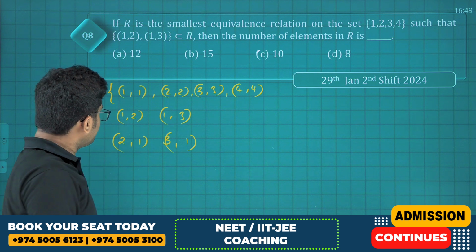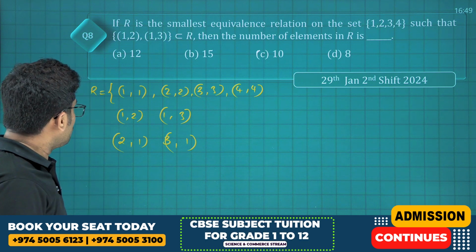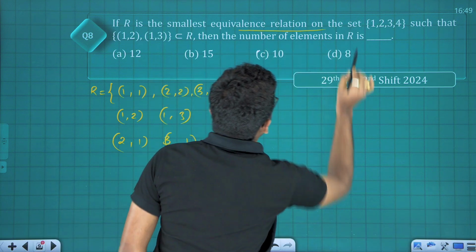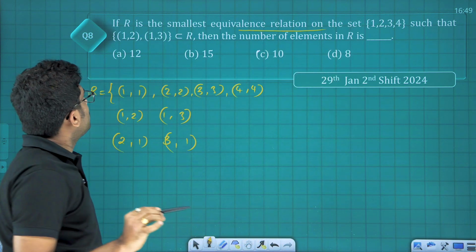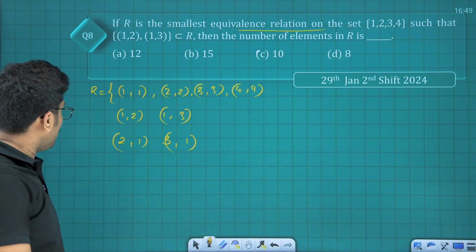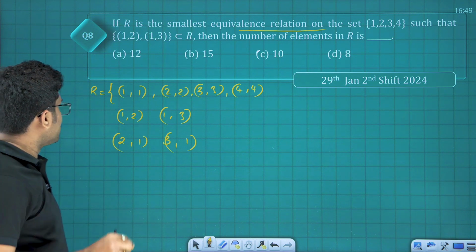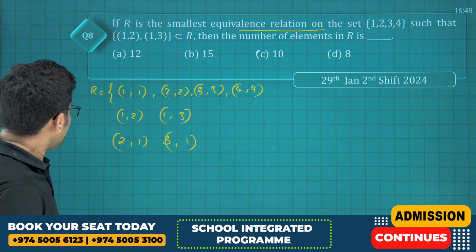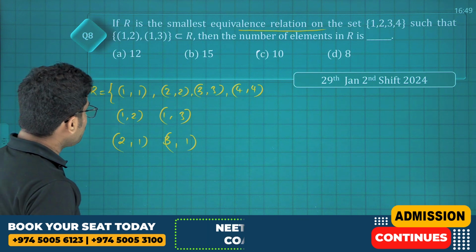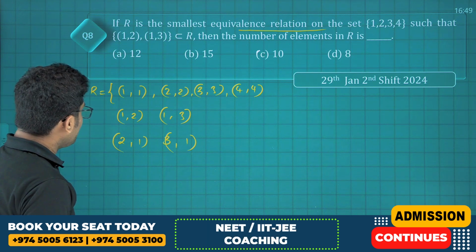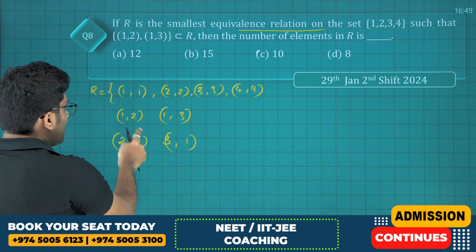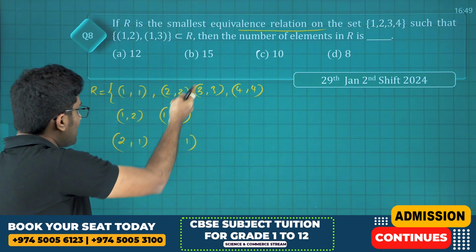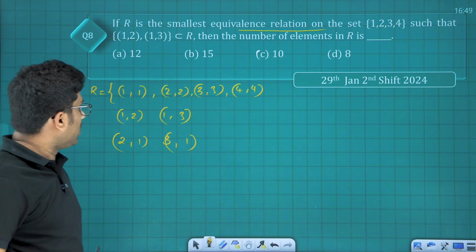Is it transitive? We have to make it transitive also. If R is the smallest equivalence relation on the set {1, 2, 3, 4}, so (1, 2) we have, (1, 3) we have. Now for that, my dear friends, to make it transitive, what else do we need? (1, 2) is related to R, (2, 1) is also related to R, (1, 3) is related to R, (3, 1) is also related to R.